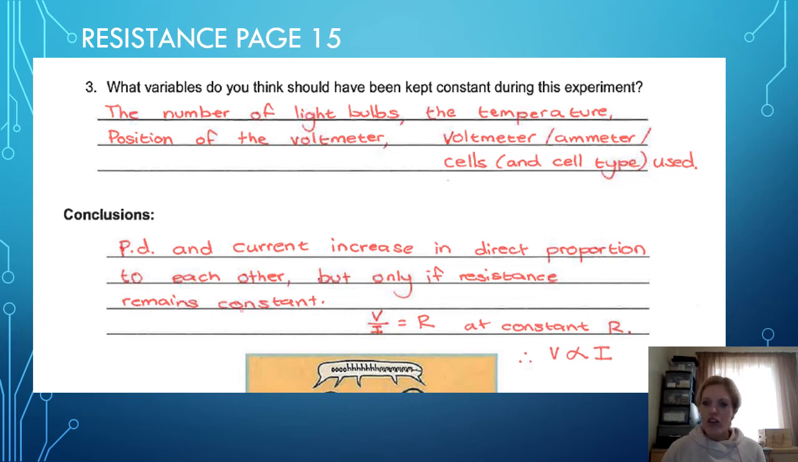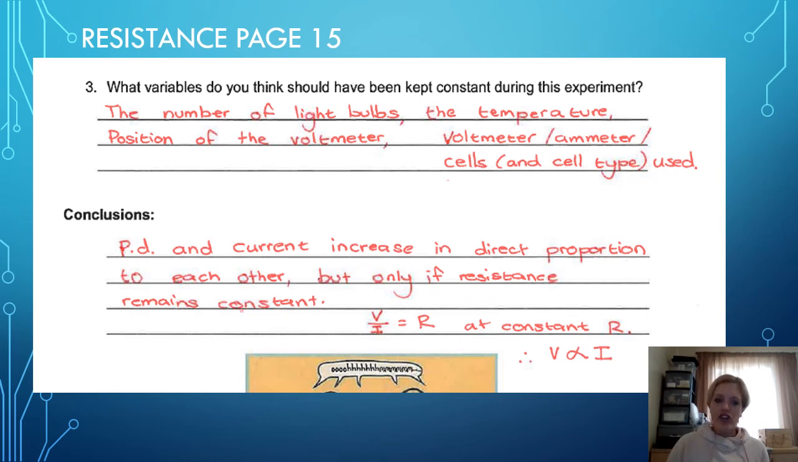Your voltmeter, your ammeter, and the cell type that you're using. If you were in the lab and all of a sudden you decided to use a different type of battery, or a different type of ammeter, this is going to impact your results. So these are confounding variables that we keep constant, but they can also have an impact on the experiment.